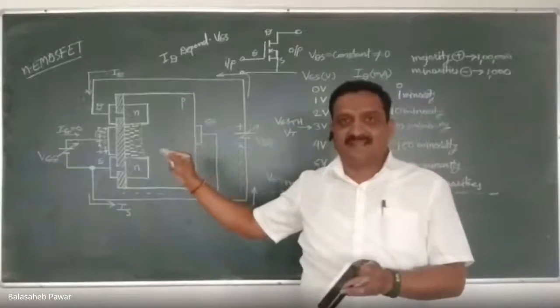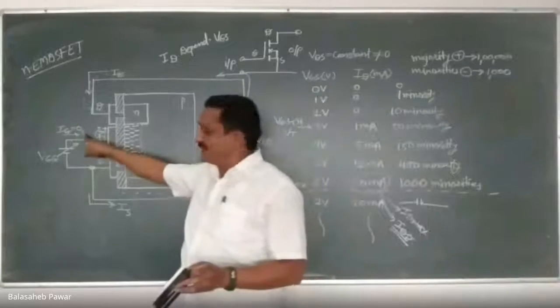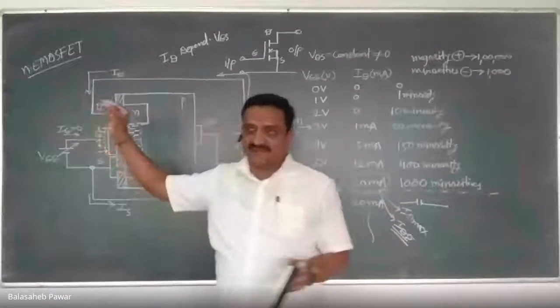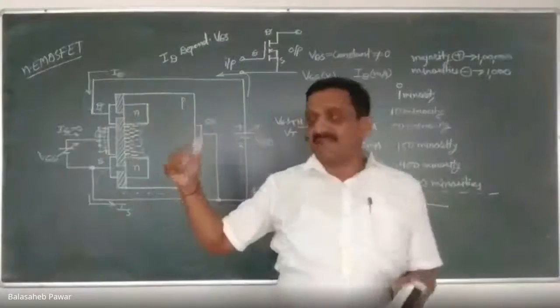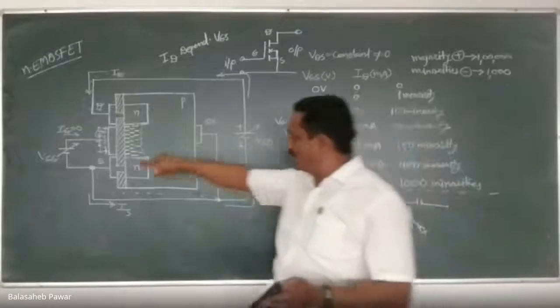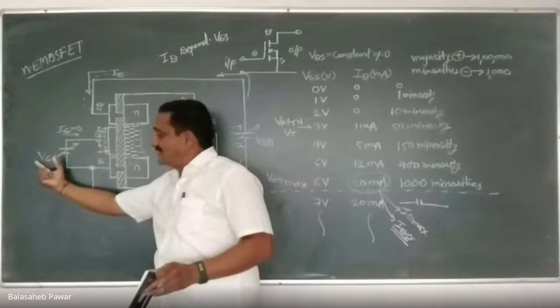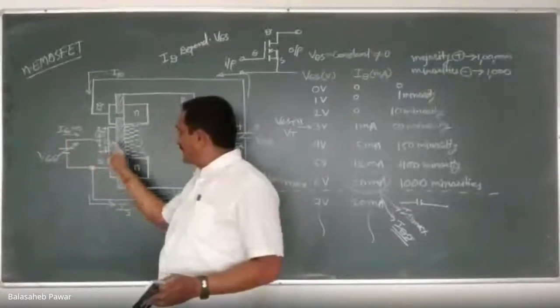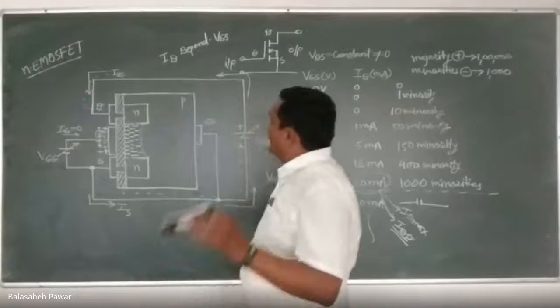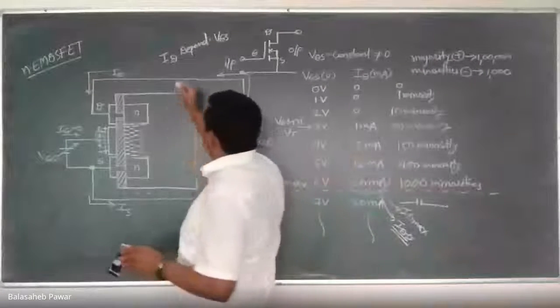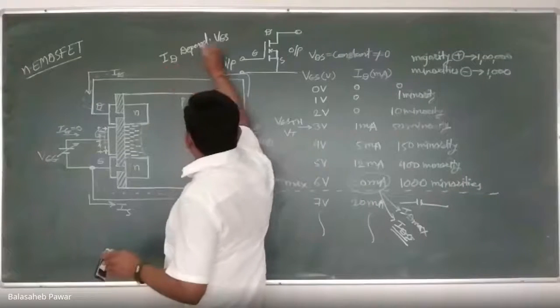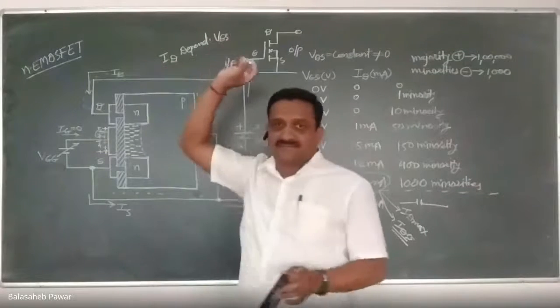And that IG always remains zero. That thing we already discussed, due to the SiO2 layer. The charge carriers will not flow from gate to source, even if VGG is applied between gate and source. There will be no flow of current because of SiO2, right? So the first thing you have to remember is that the output current is dependent on input voltage. Am I right?